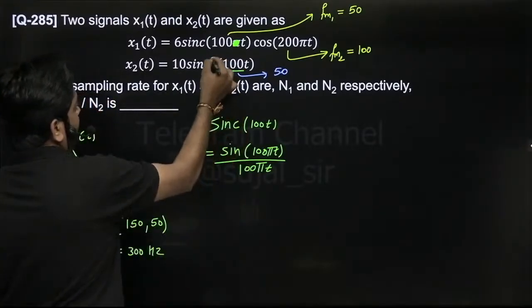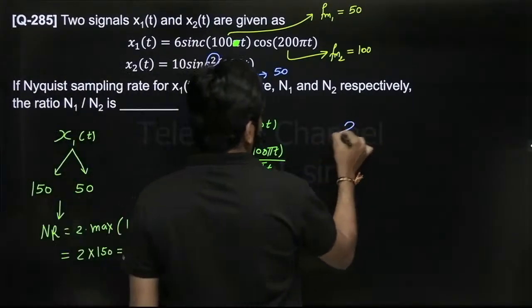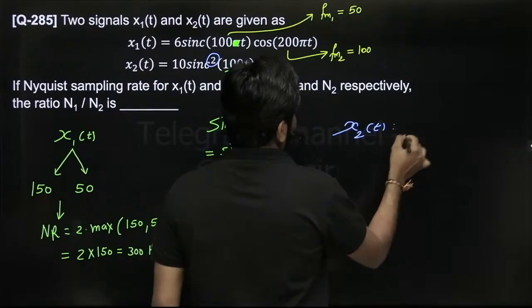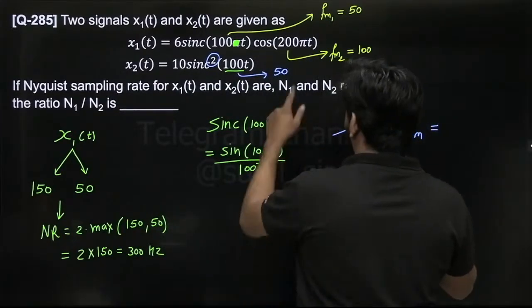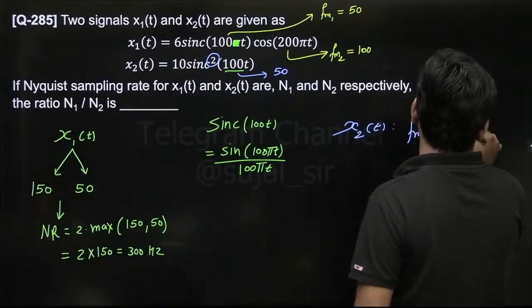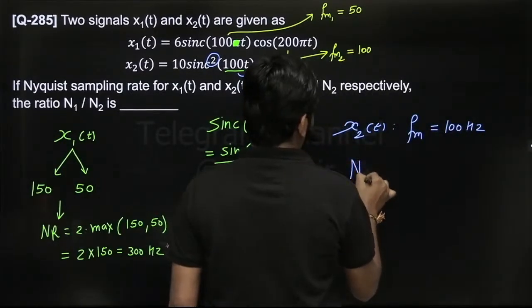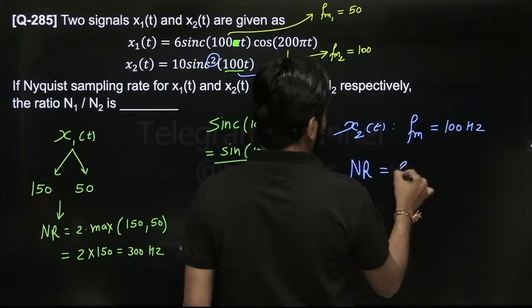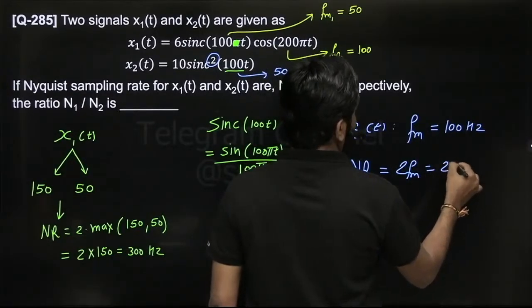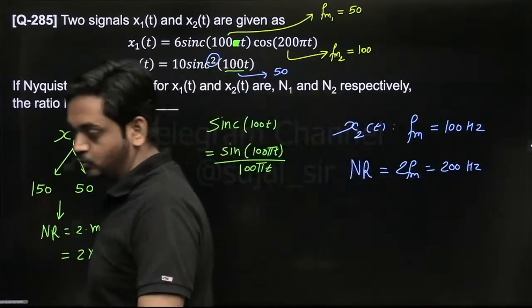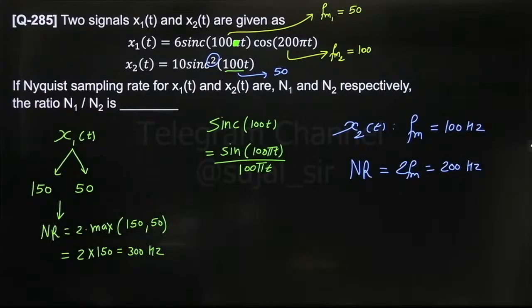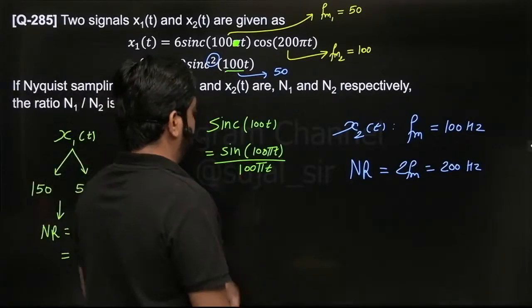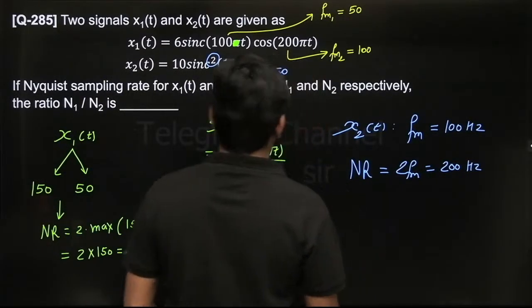fm is 50, but after taking square, x2 will have frequency fm doubled, double of 50, that is 100 hertz. Okay, so what about the Nyquist rate? The Nyquist rate will be double of this one, which is nothing but 200 hertz. 200 hertz, guys, correct? 200 hertz.